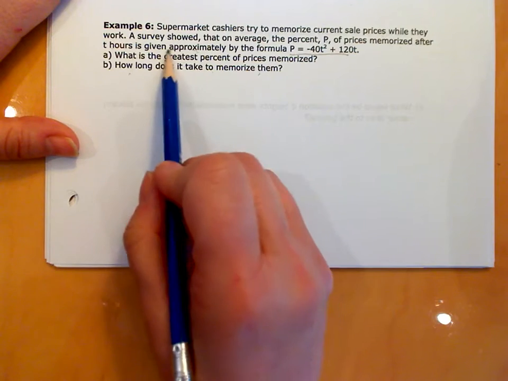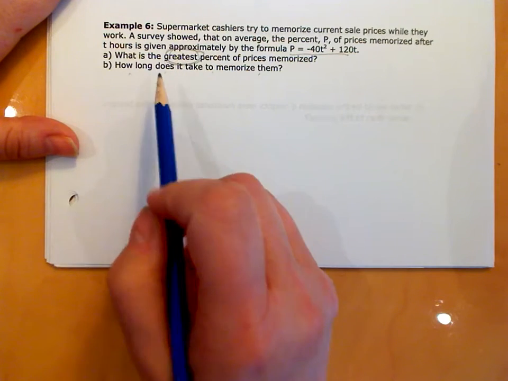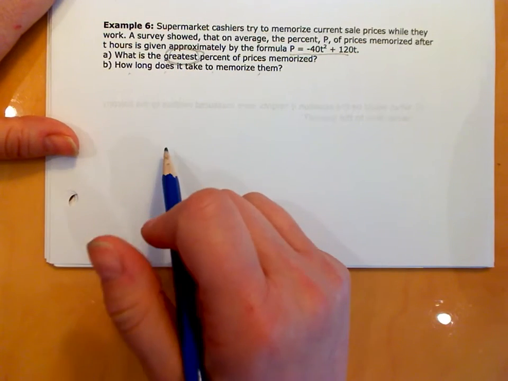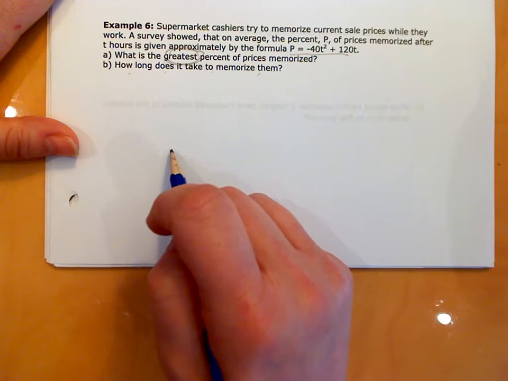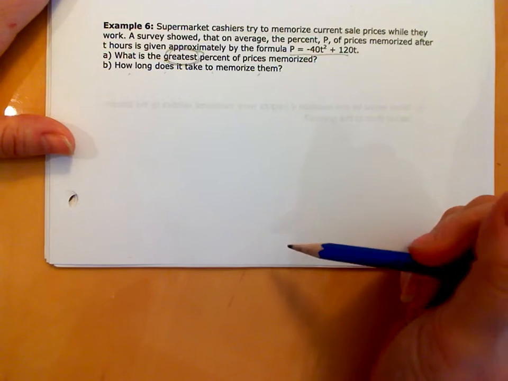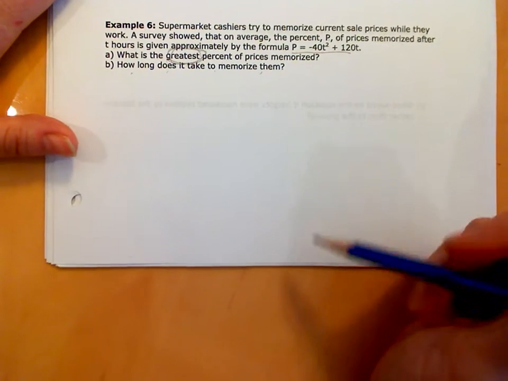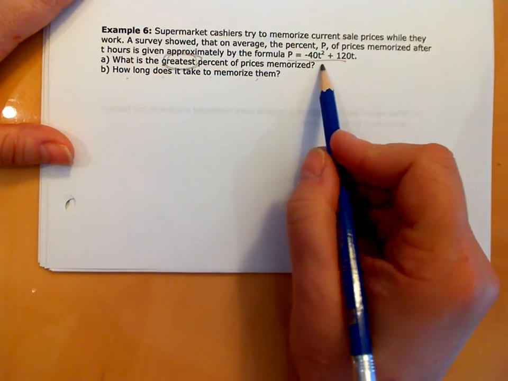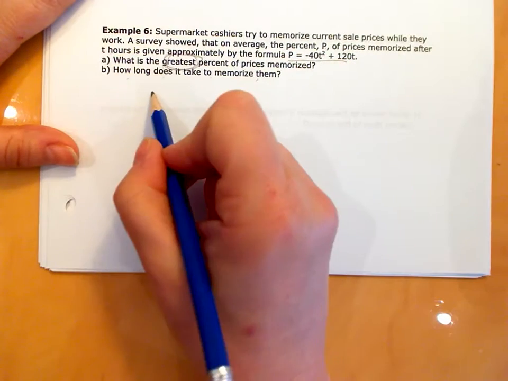So, as soon as you see greatest or least, you know you're looking at a parabola in vertex form because the vertex tells you the greatest or the least point on the curve. So we need to put this into vertex form. Let's do it.